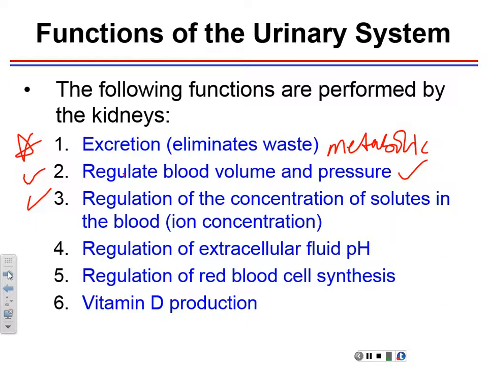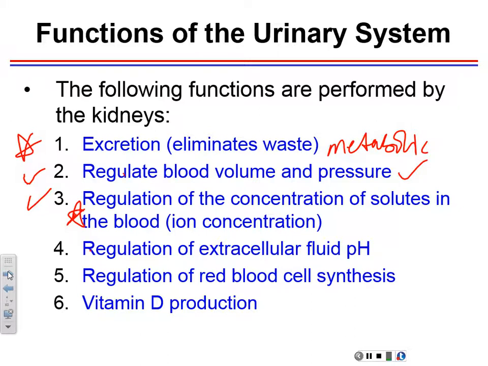So the blood volume and the ion regulation are related. The solids we're talking about are things like sodium, potassium, calcium, all those ions that are in blood. The kidney will control the level of ions in there. And the same hormones, aldosterone and mineralocorticoids from the adrenal cortex, also play a role. In fact, aldosterone is one of those mineralocorticoids.